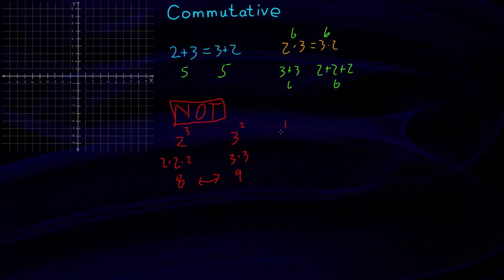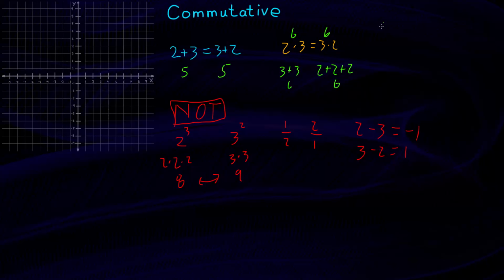What about division? 1 divided by 2, is that the same as 2 divided by 1? I hope you can see that is not the case. This is half, and this is 2. Also, 2 minus 3 is negative 1, and 3 minus 2 is positive 1. So again, subtraction is not commutative.